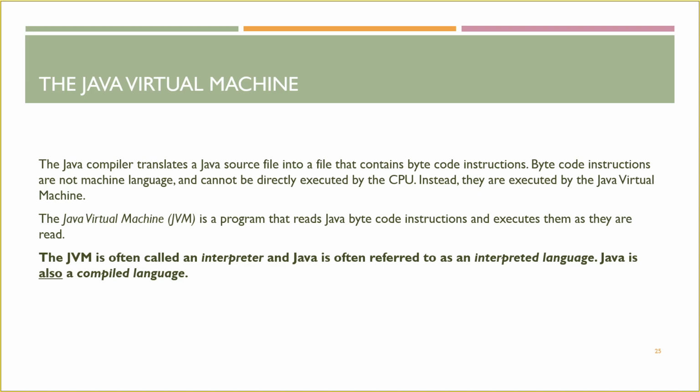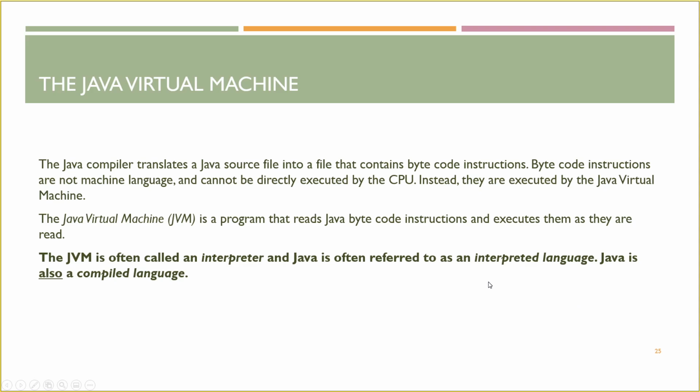Bytecode is not machine language. It's not quite binary yet. It's pretty close, but it's not quite there. So the CPU can't take bytecode and execute it. There's one more step that has to happen, and that is called the Java virtual machine. What the Java virtual machine does is it acts like a middleman between the CPU and bytecode, and it'll take our bytecode and execute it as it reads it. So we call the JVM, or the Java virtual machine, an interpreter, and we call Java an interpreted language because it uses an interpreter.